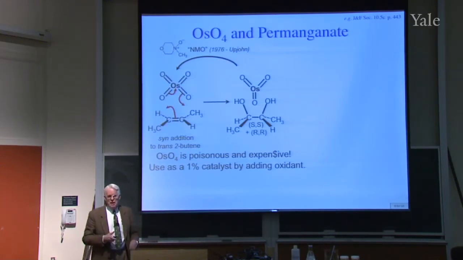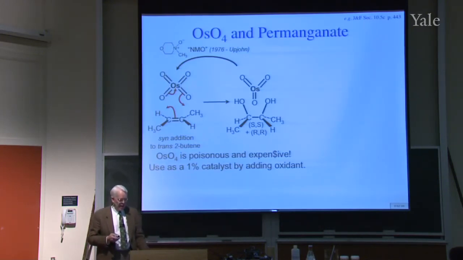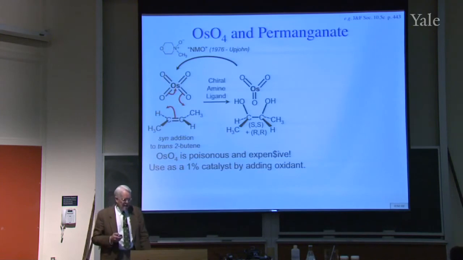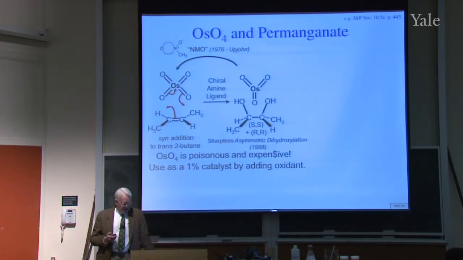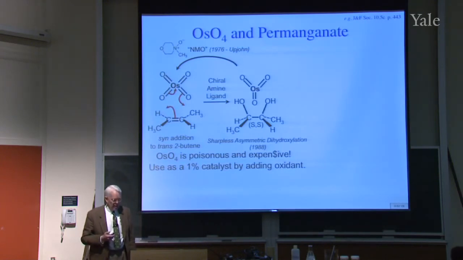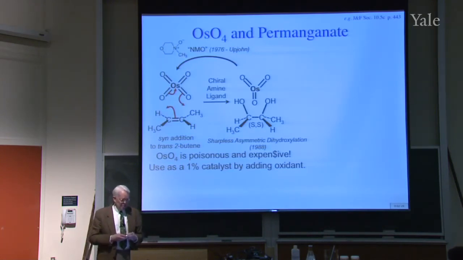So of course you don't get chirality without starting with chirality. That is a single chirality. However, you can start with it in a ligand that attaches to the osmium. So if you use a chiral amine ligand, then you only get one of the two enantiomers of the dihydroxylated alkene. And this, you won't be surprised.